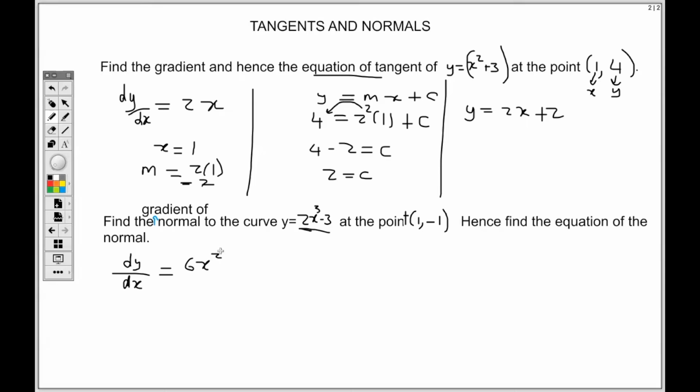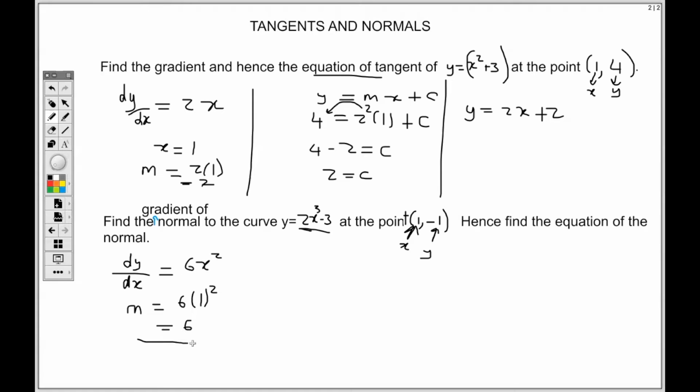So now I need to find the gradient. We're going to substitute x to be 1 because we were given the coordinate 1 and negative 1. x is 1, y is negative 1. I'm going to substitute the x value into this function, 3x squared. This is y, I'll use it eventually. Now here I can find the gradient of the tangent by replacing x with 1, and 1 squared is 1, 3 times 1 is 3. So this is the gradient of the tangent.